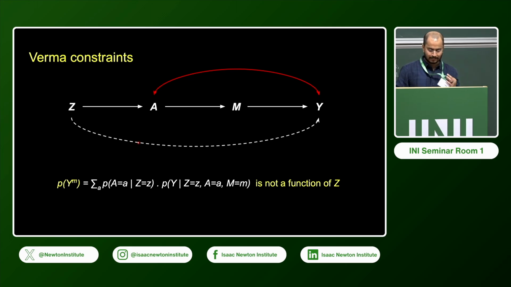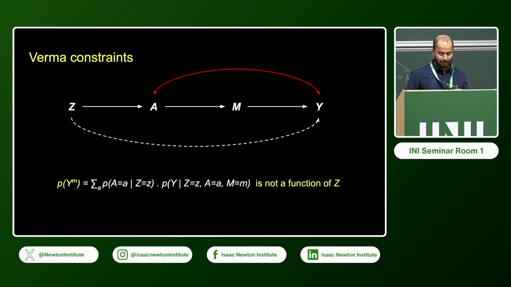Verma constraints basically emerge in one interesting way: you look at a graph, and usually when there are missing edges between two variables, you try and use M separation to determine whether there's a constraint between them. So there's two missing edges here. There's no edge between Z and M. In this case, if I just apply M separation, I get that Z is independent of M given A. So that's a regular conditional independence.